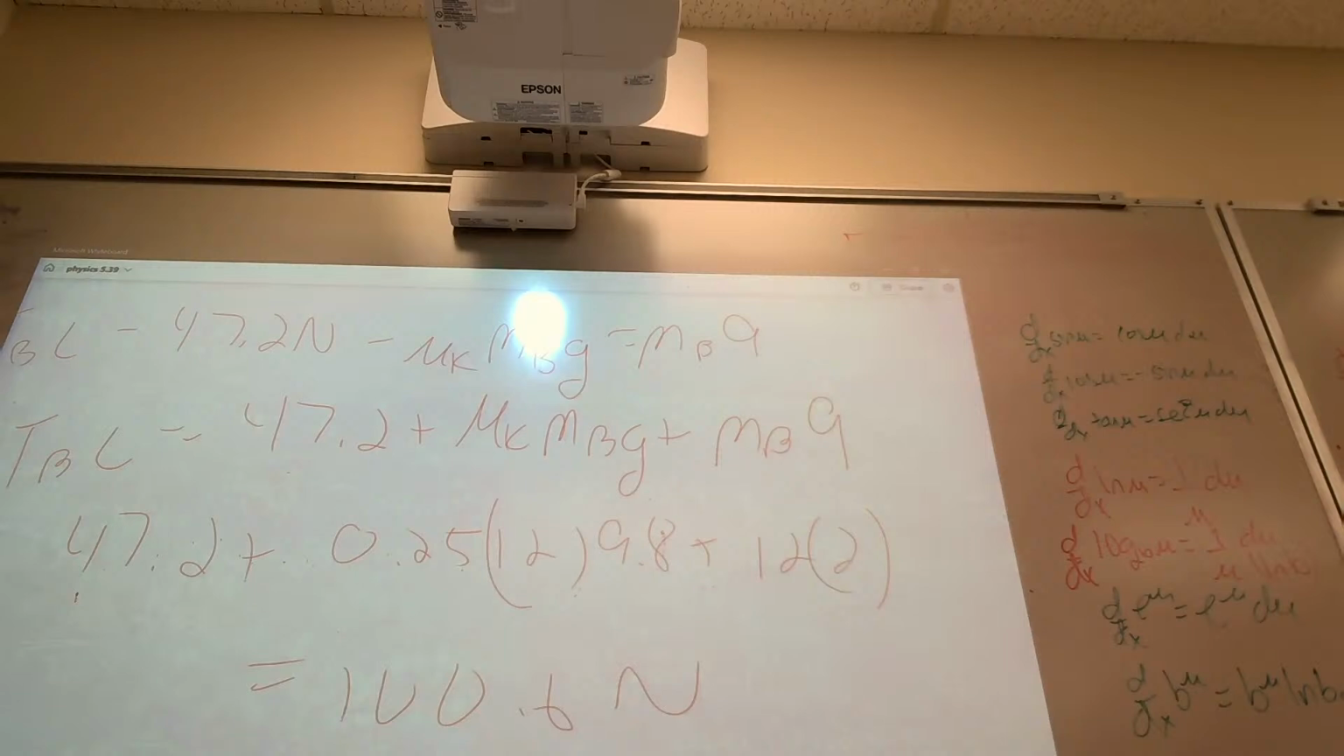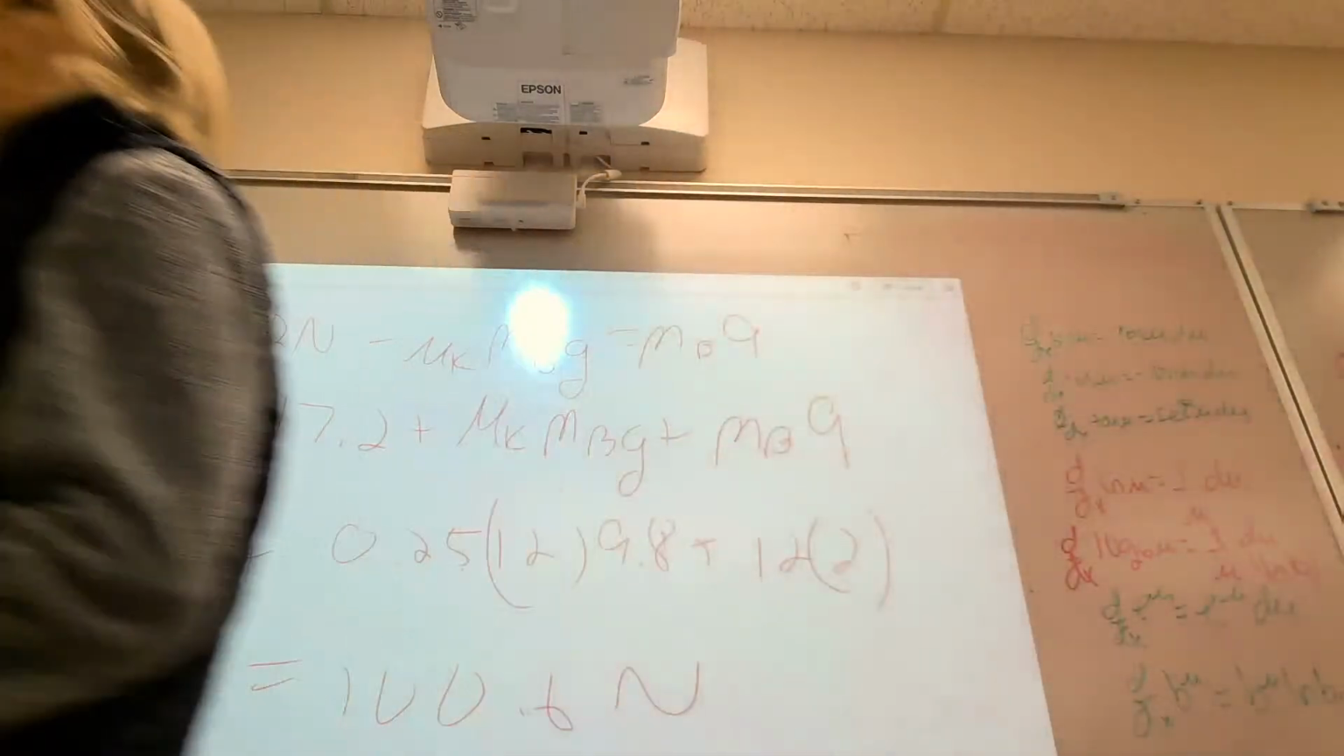So TB is equal to 47.2 plus, and that comes out to 100. Okay. Now we go on and we can solve for A.